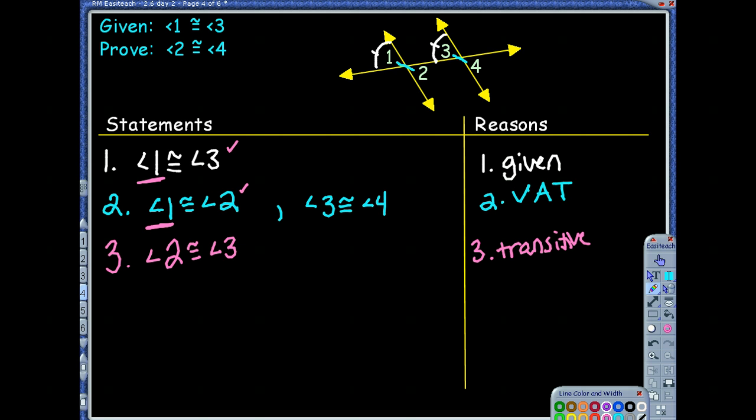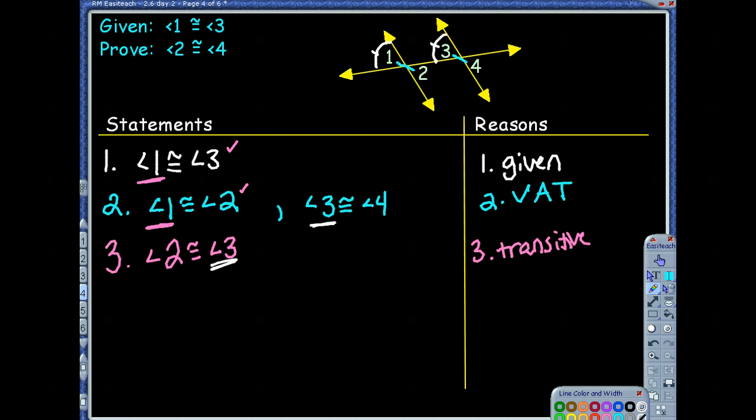Now, if you take a look at this, we've got another new statement. We haven't used it, and we haven't used this other statement in our vertical angle theorem. So we have two true congruent statements, and notice they both have angle 3 involved. That means angle 2 is congruent to angle 4. Now, can I put that in the same step? Because that's still transitive, right?